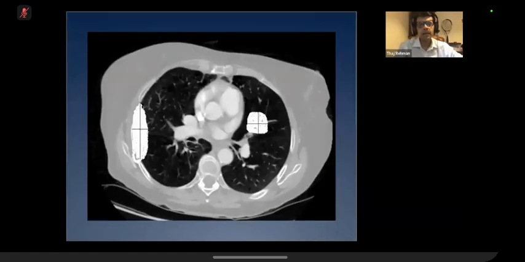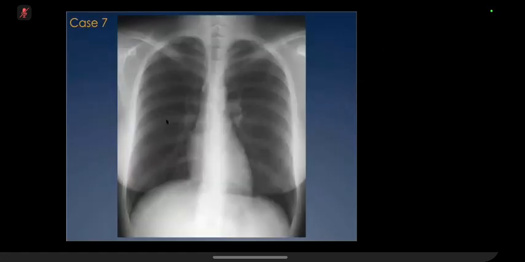So this is what I was telling about how to differentiate based on the width of the air fluid level. A lung abscess, whether you see from the side or from the front, will have the same width, whereas an empyema or a hydropneumothorax, which is air and fluid in the pleural space, if you are looking at it from the front, will have a shorter width, whereas from the side, it will have a longer width.